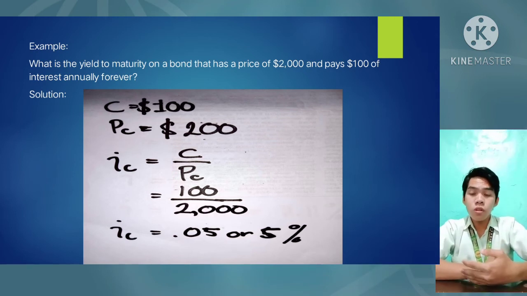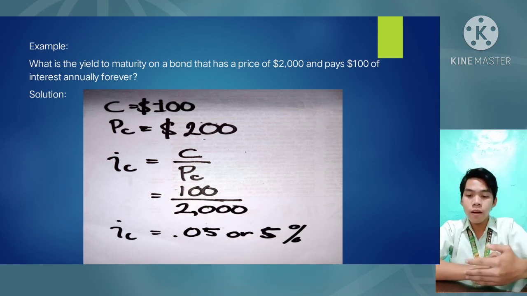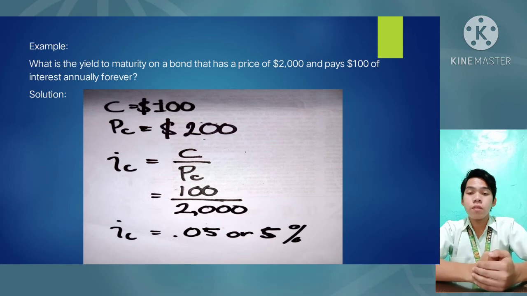For the solution, let's just substitute the given values into the formula discussed earlier, which is I equals C over P. So 100 over 2,000 is equal to 0.05 or 5%. So your yield to maturity is 5%.